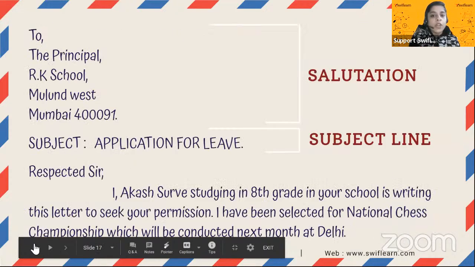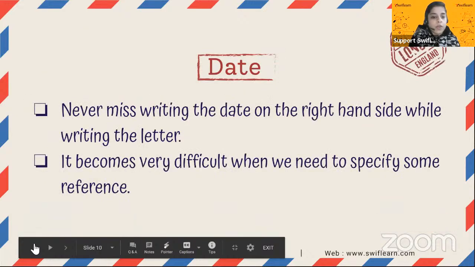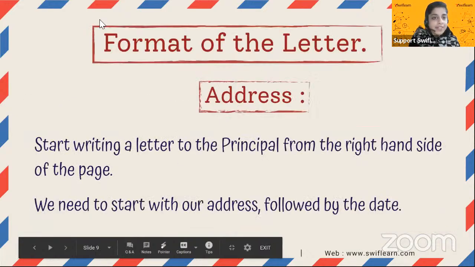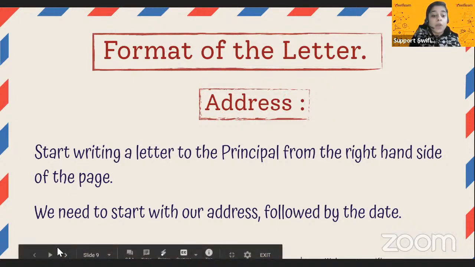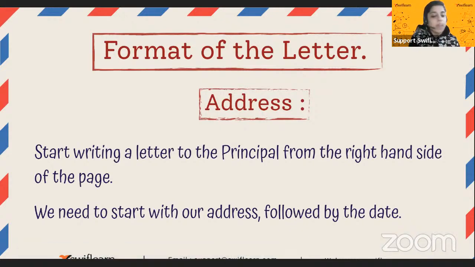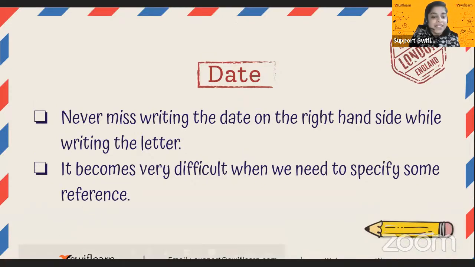So, how are you going to start the letter? First, you will write the address, your own address, which has to be written on the right hand side. Complete address: your house number, your block, your street, your state, your city, your town, and your pin code. After that, below the address, write the complete date with the day, the month, and the year.